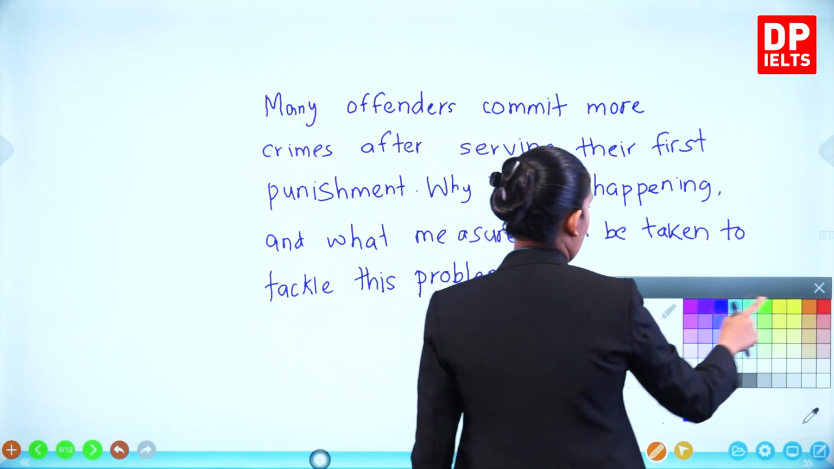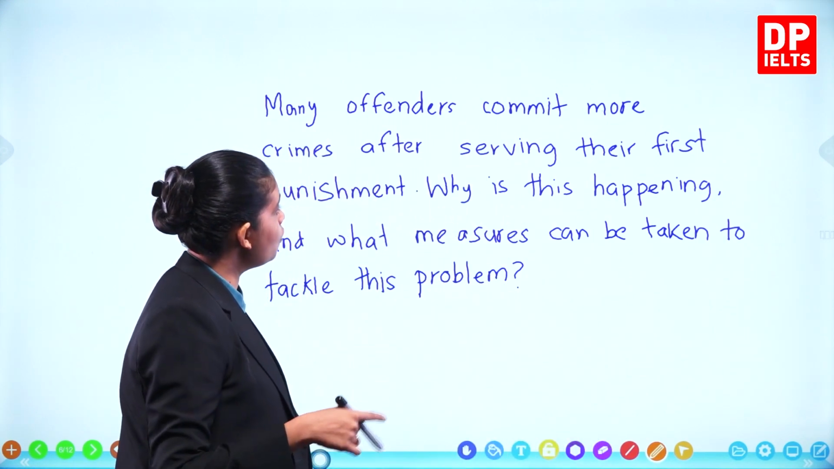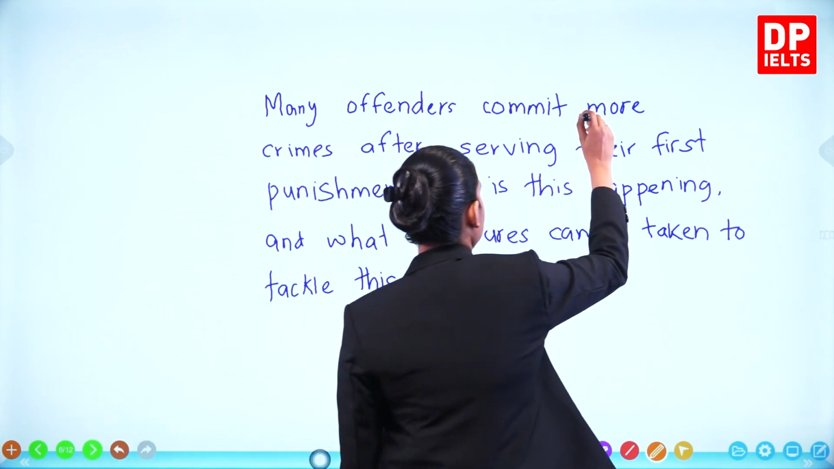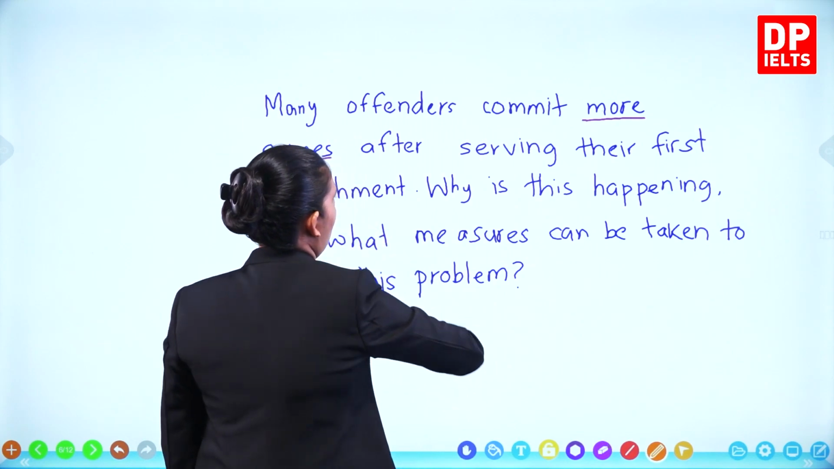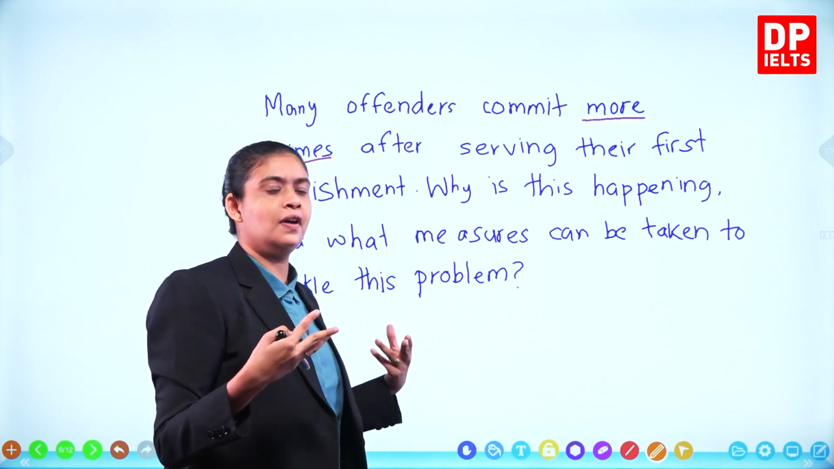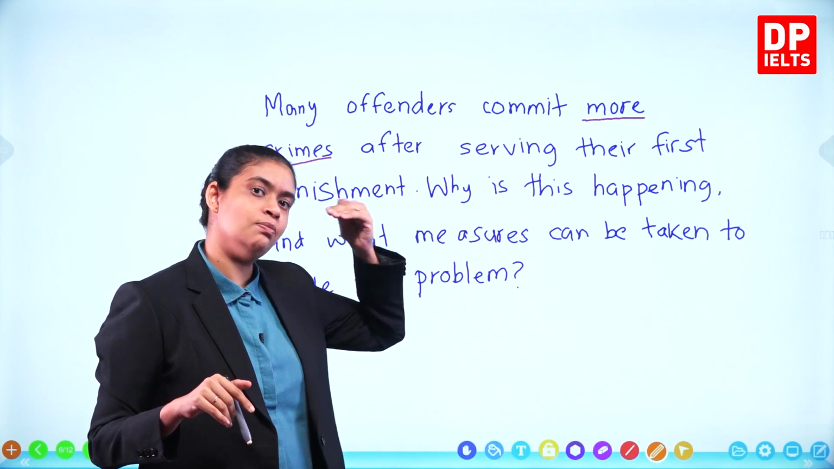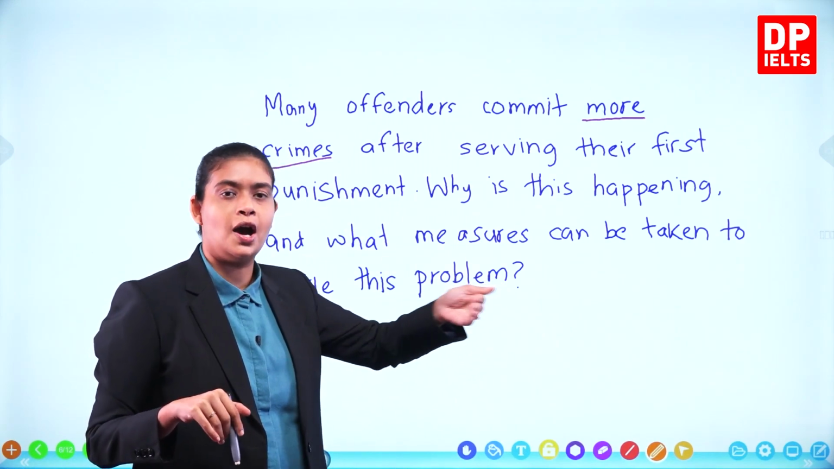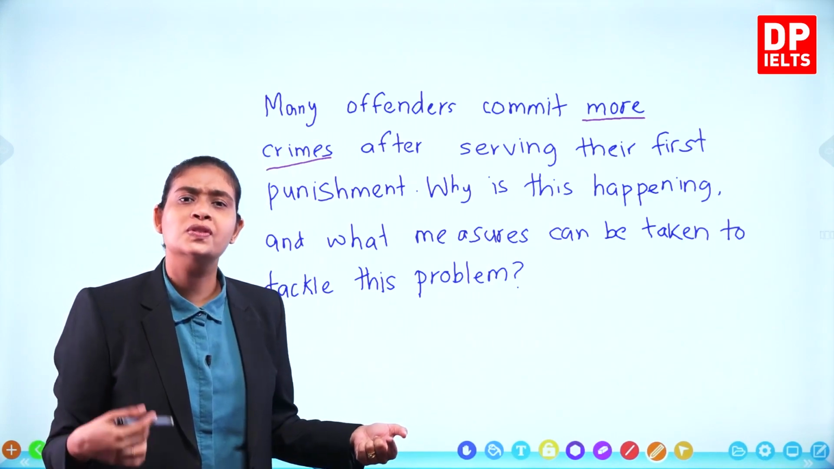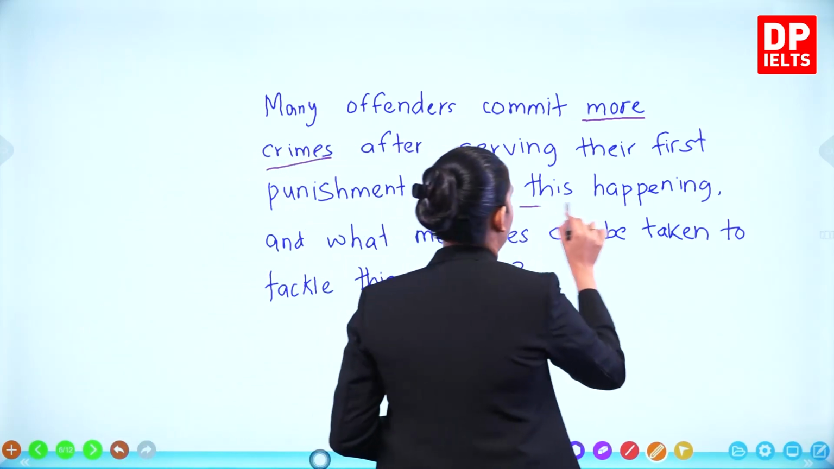Right, so let us have a look at this question. Many offenders commit more crimes after serving their first punishment. So, more crimes. Why is this happening? So, the problem is, now you need to identify the parts of this question. So, the problem is that people start to commit more crimes than before after their first punishment. Why is this happening? So, what are the causes behind this? Why is this happening? Okay, you need to answer that.